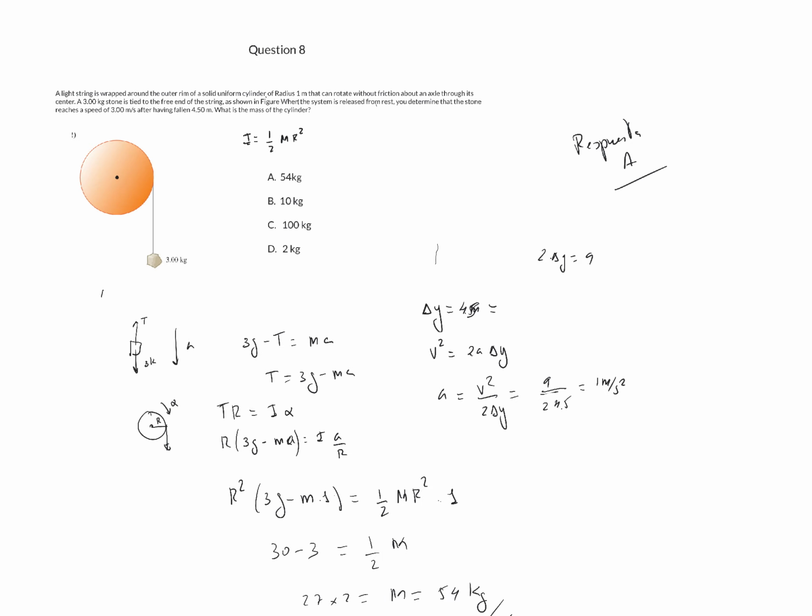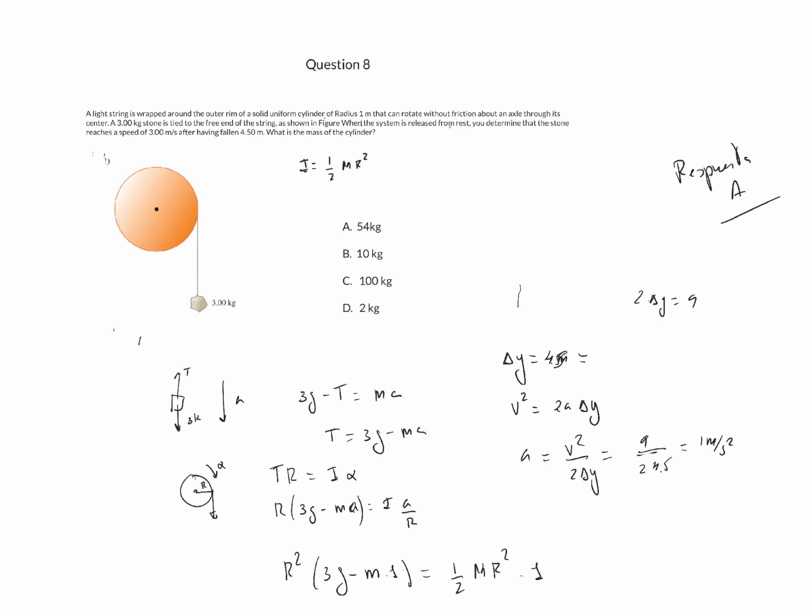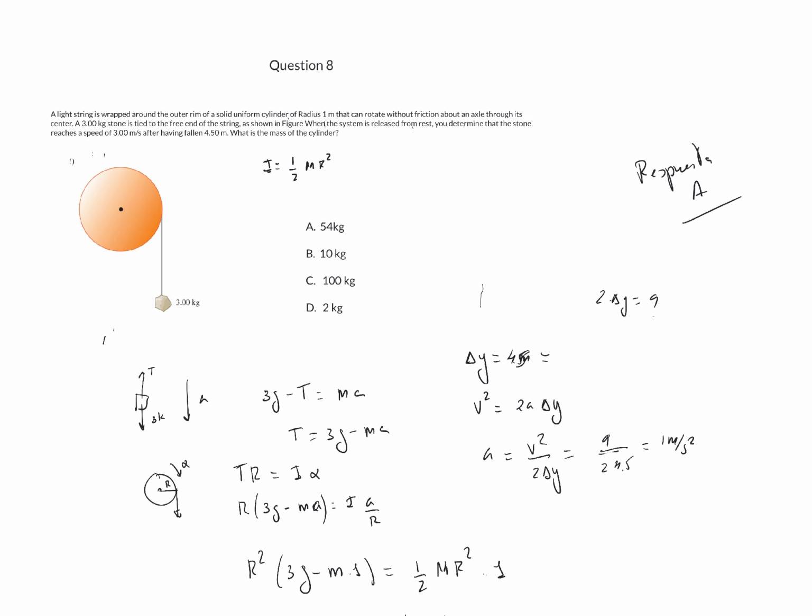Okay, let's go solve this problem. A light string is wrapped around the outer rim of a solid cylinder of radius 1 meter and can rotate without friction about an axle through the center. So the moment of inertia is 1/2 mr squared.